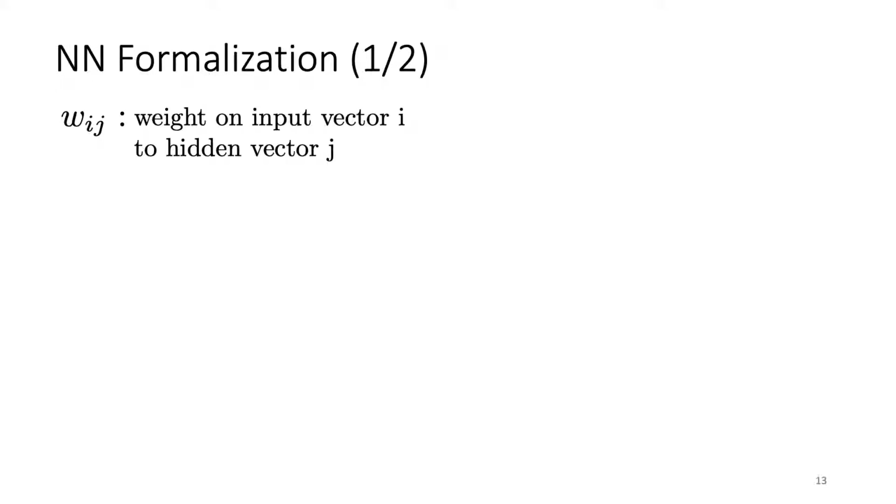We call W_ij the weight on input vector i, that's why it's preceding the j, to hidden vector j. It's those weights that you pass from input i to the output j. And output j could be a hidden layer one step further, on the right side. So we represent it this way, W_ij.